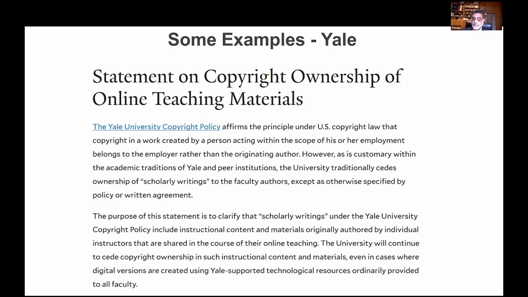Yale, for example, has a very, very well-defined statement of ownership. It basically says that the university owns everything, but traditionally the university cedes ownership of scholarly writings to faculty authors, and scholarly writings include instructional content and materials originally authored by the individual instructor. Therefore, it makes it very clear that the change in modality from face-to-face in a classroom to the modality used in online learning has not changed the role between the faculty member and the institution.